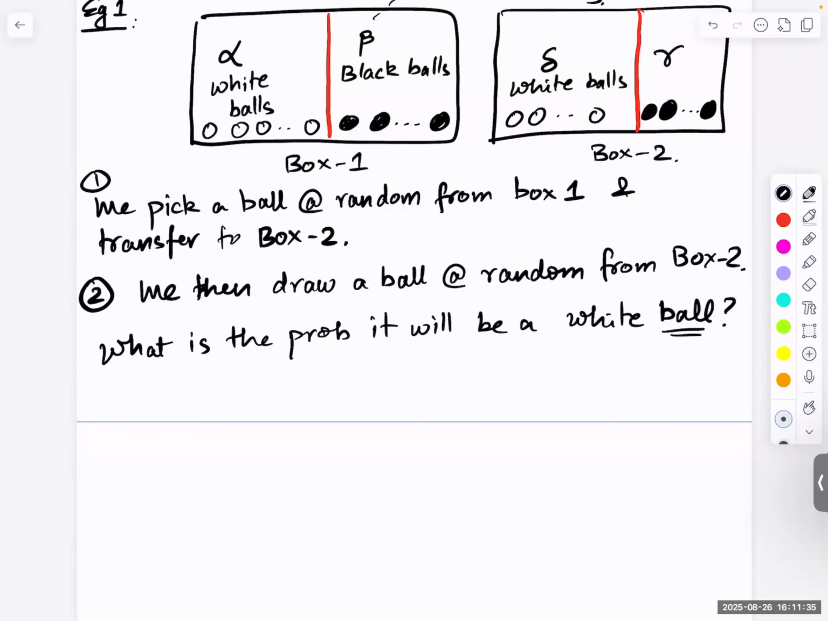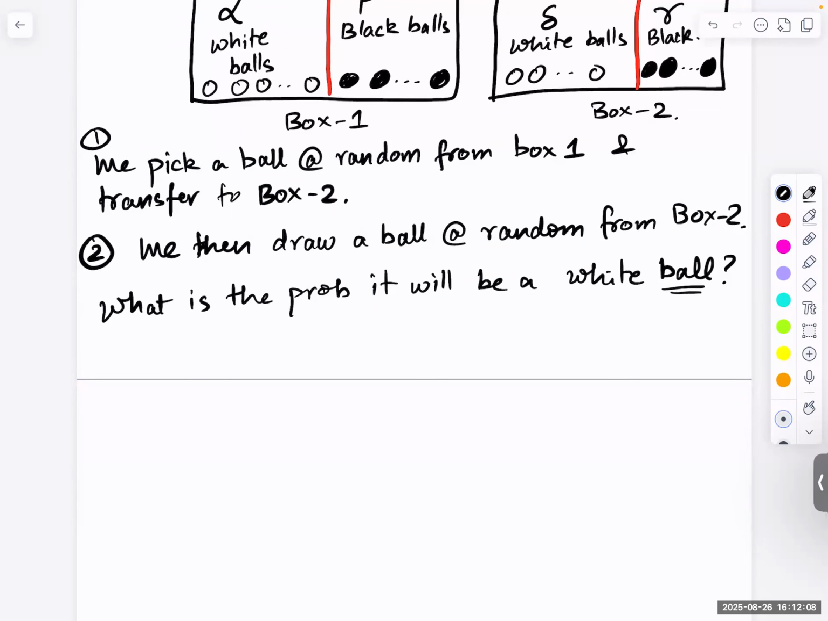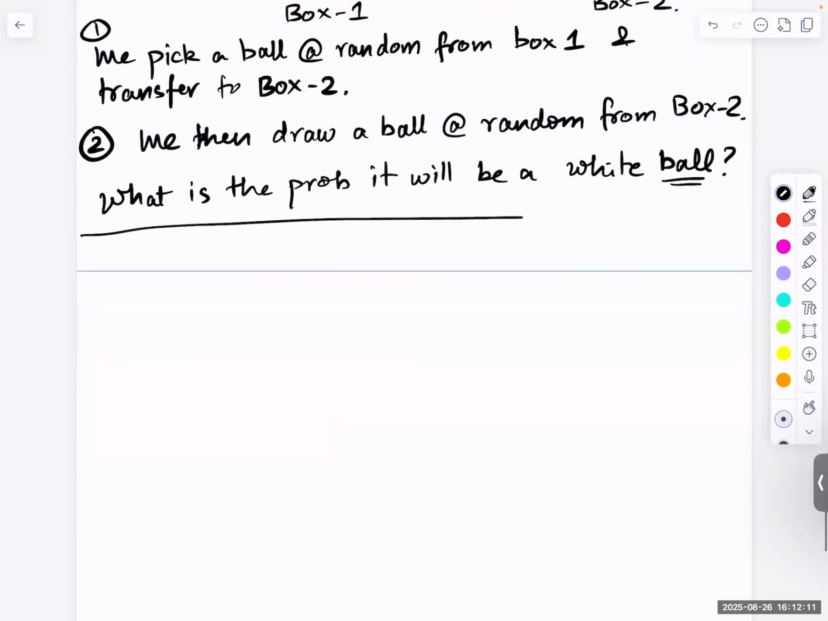When we pick a ball from box 1, what are the two possibilities? We'll either pick a white one or we'll pick a black one, right? If we pick a white one, then the number of balls in box 2 will become delta plus 1 white and gamma black. Gamma will not change. On the other hand, if we pick a black one, then the new number will become gamma plus 1, while white will remain the same, right? Okay. So let's write this down in terms of two possible outcomes. So two outcomes are possible in the first step.